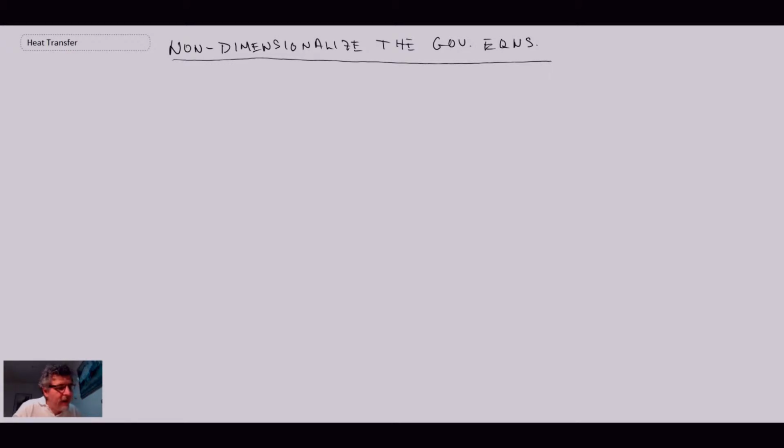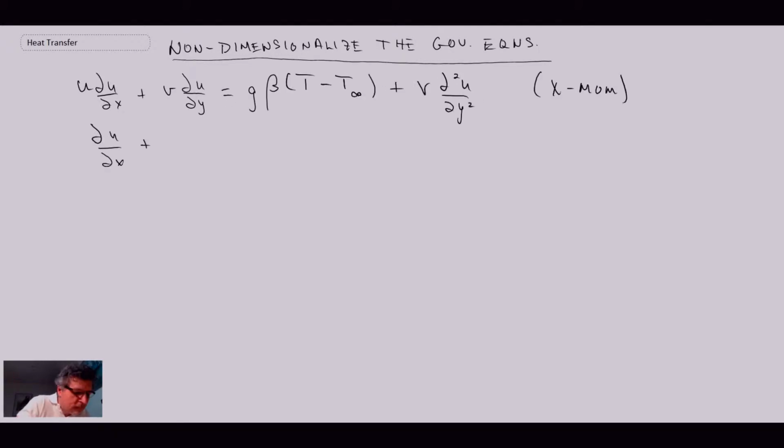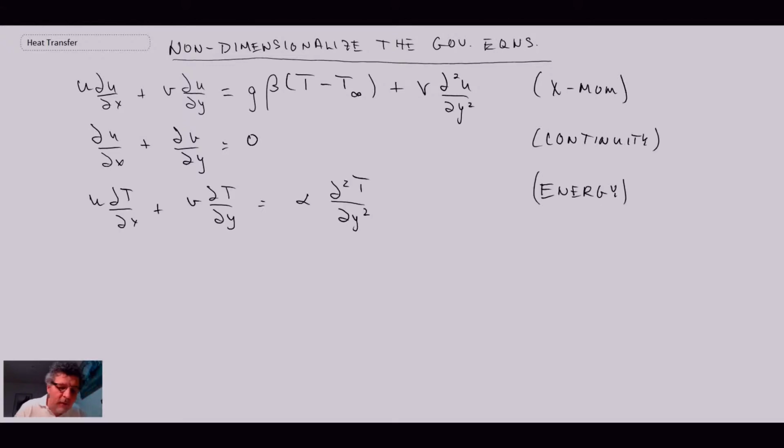And the governing equations that we had, I'll write them out. We had x momentum, continuity, and energy. So those are the governing equations that we have. Now what we're going to do is introduce a non-dimensionalizing process.